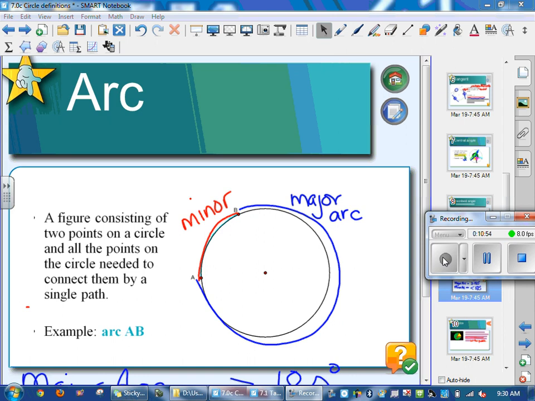Now, sometimes when you're talking about arcs, you have to tell what direction it's going, clockwise or counterclockwise. So if I have point A and B here, I would say major arc, it would be from B to A clockwise. If I go B to A counterclockwise, the other direction, it becomes a minor arc. Okay, so you always have to indicate what way you're going, clockwise or counterclockwise. Okay?